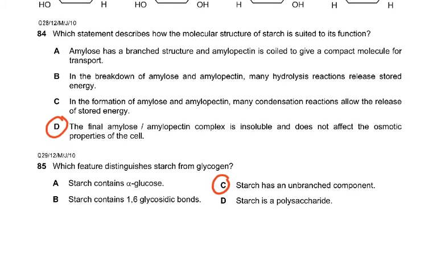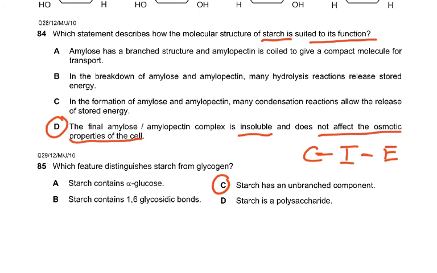Which statement describes how the molecular structure of starch is suited to its function? The final amylose amylopectin complex is insoluble and does not affect the osmotic properties of the cell. I told you CIE: compact, insoluble, easily hydrolyzed. Compact, insoluble, easily hydrolyzed. That's what storage molecules should be like.